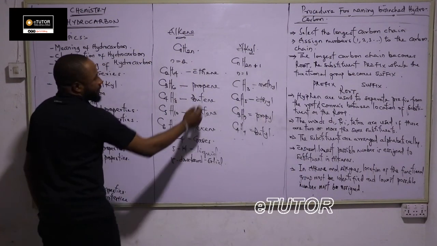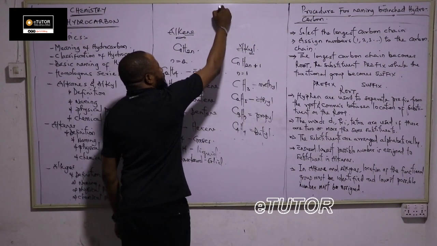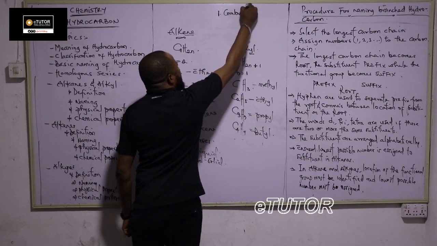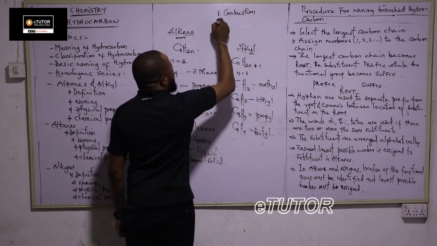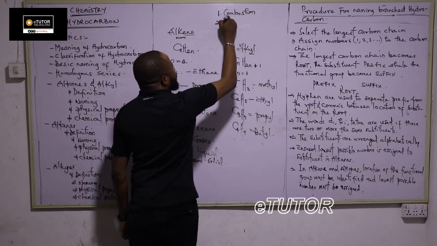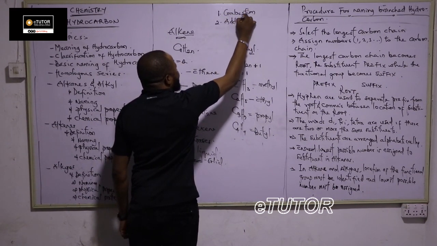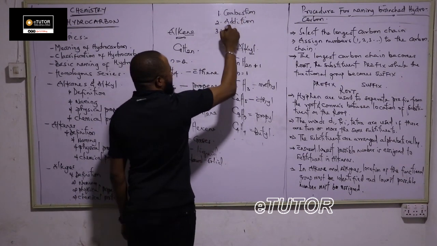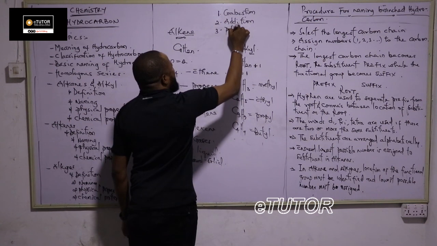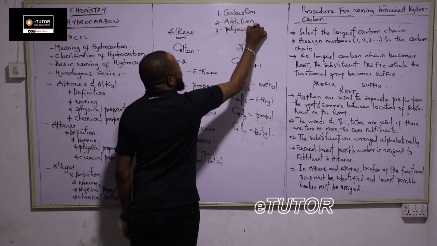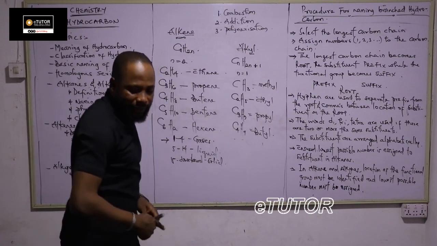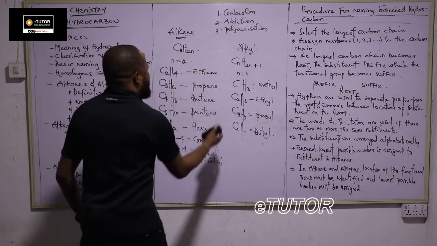The chemical properties. Number 1, combustion. Number 2, addition reaction. Number 3, polymerization reaction. Now let's look at it one after the other.